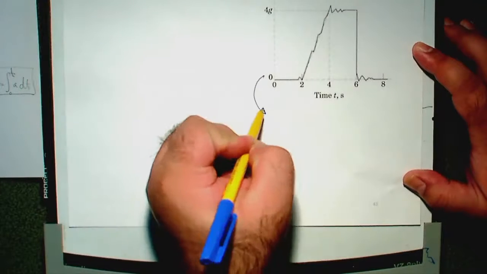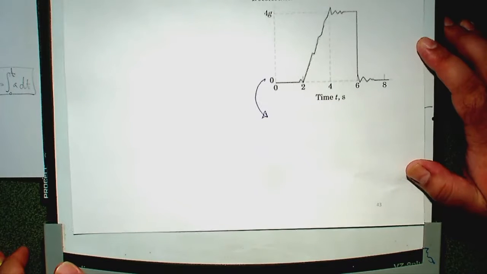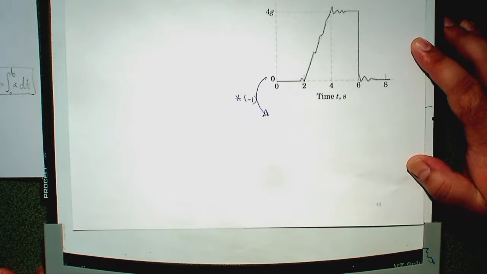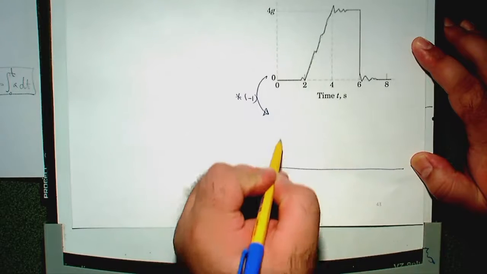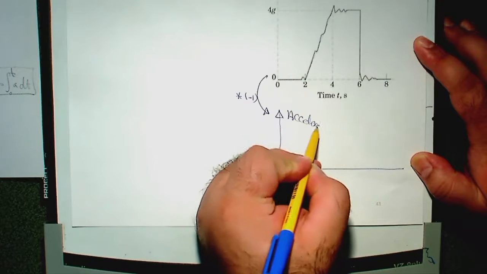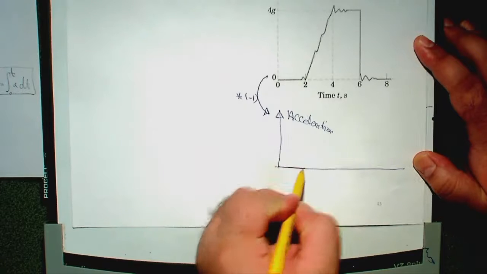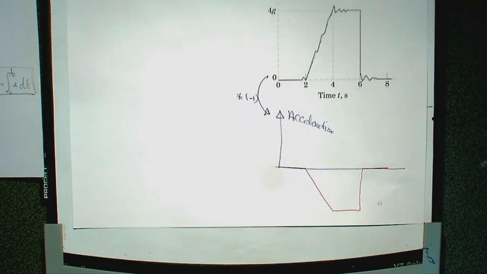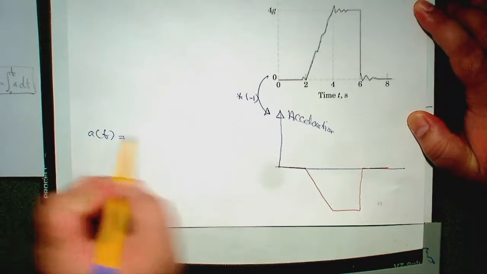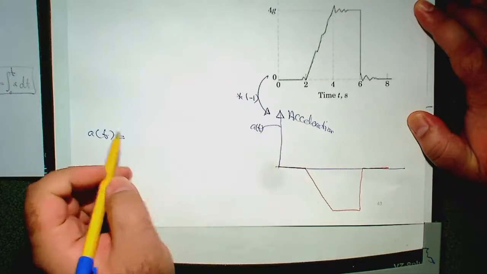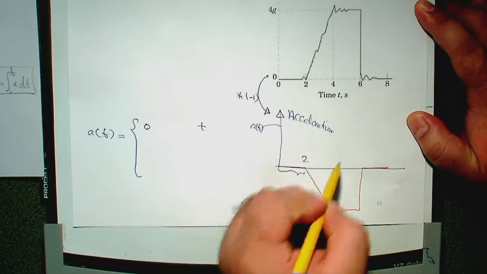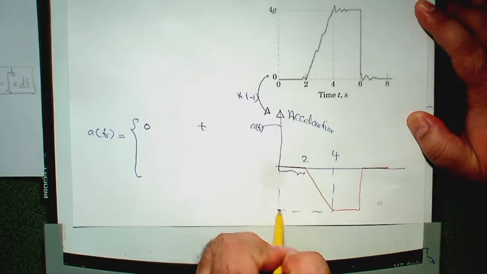What I want, for me, is easier to deal with acceleration, yes? Because for my definition, I just need to multiply this one by minus 1. Yes? Then I will have acceleration. A of t is a piecewise function. This is acceleration, a of t. It is 0 for this region, 2, 4. It's minus 4g here.